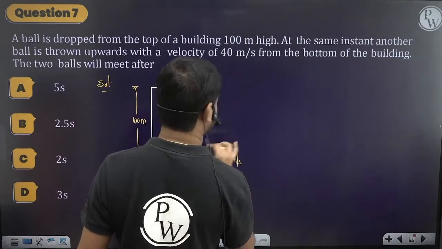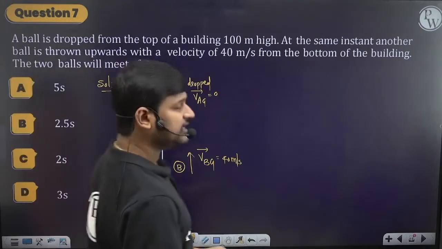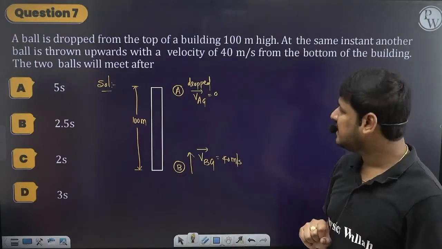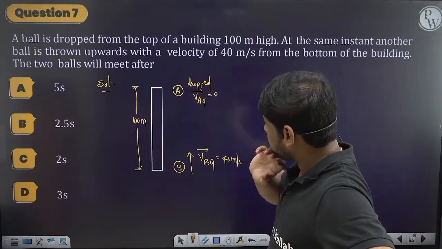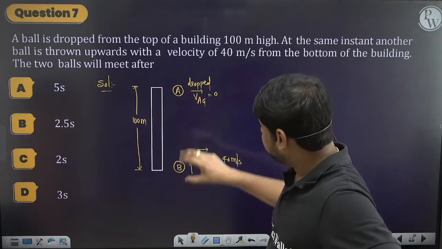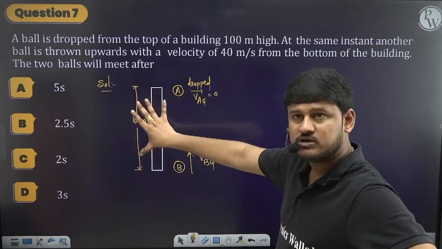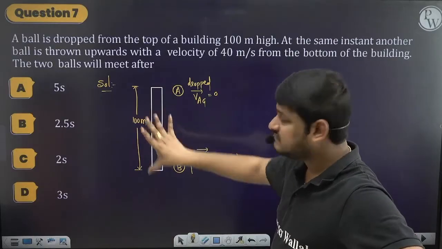Fine. So now from the bottom of the building, the two balls will meet after how much time? Interesting question. How can we solve this question? By relative velocity. See here. The first thing is we have to find the time. We know the relative distance, how much distance they have to cover. The total building height is 100. So relative is going to be 100.